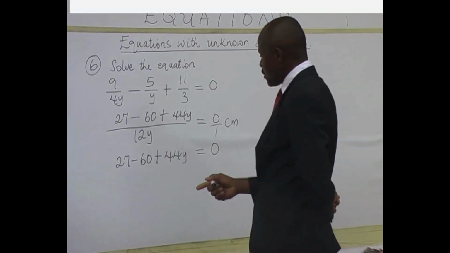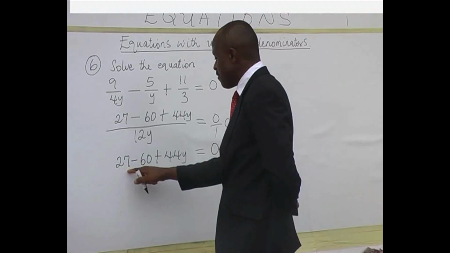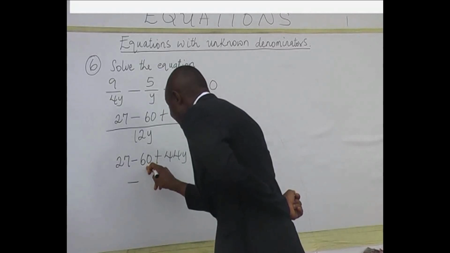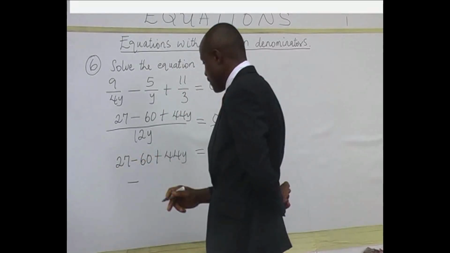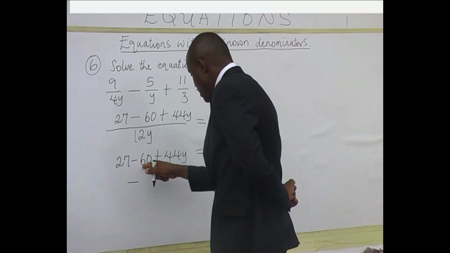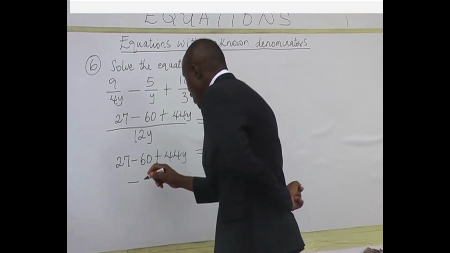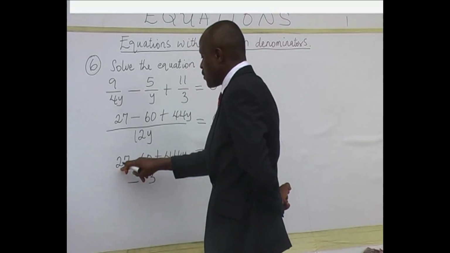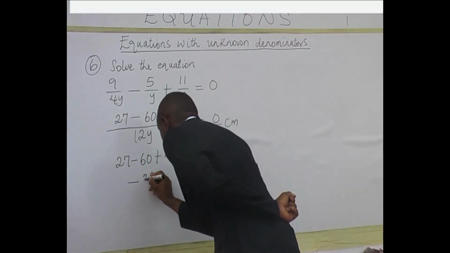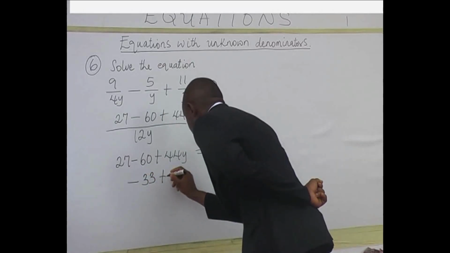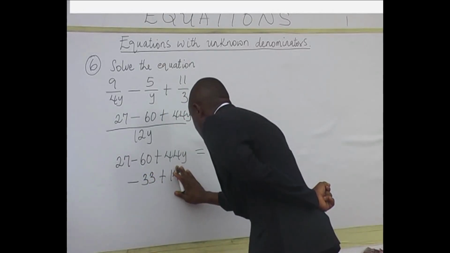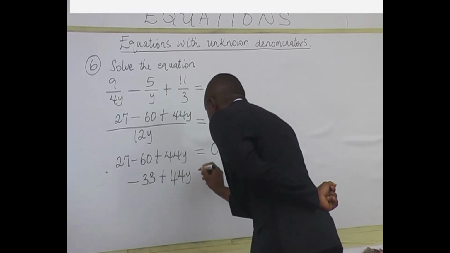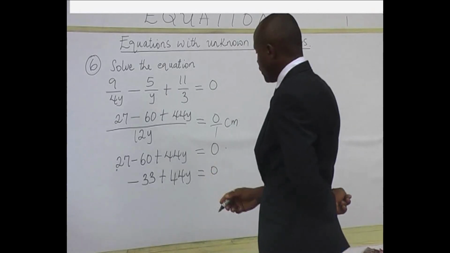Now collect like terms, subtract 27 from 60. Whatever you have is going to be a negative because it is 60 that is needed to be subtracted from 27. Take 1 from here and put here, you have 10. 10 minus 7, you have 3 left. This will remain 5. 5 minus 2 will give you 3. So minus 33 plus 44y is equal to 0.